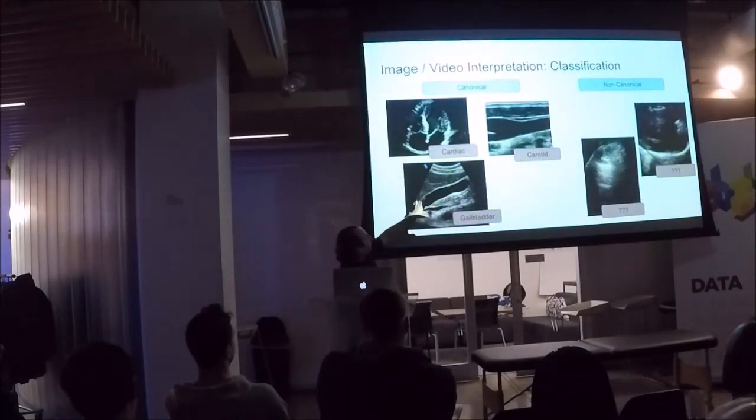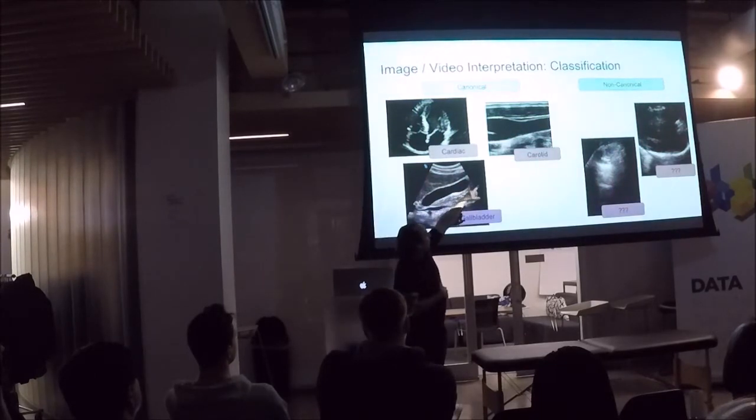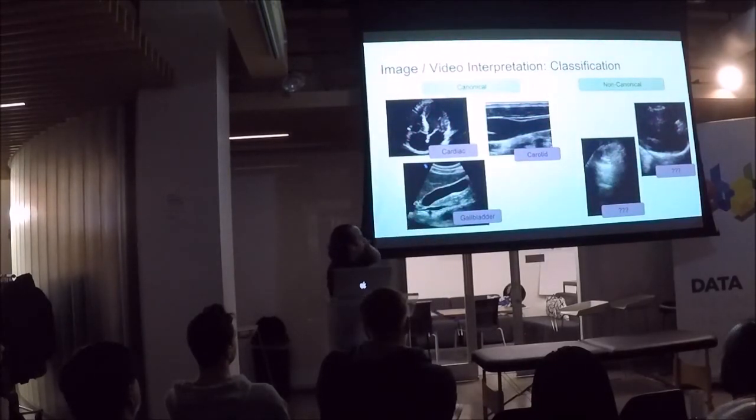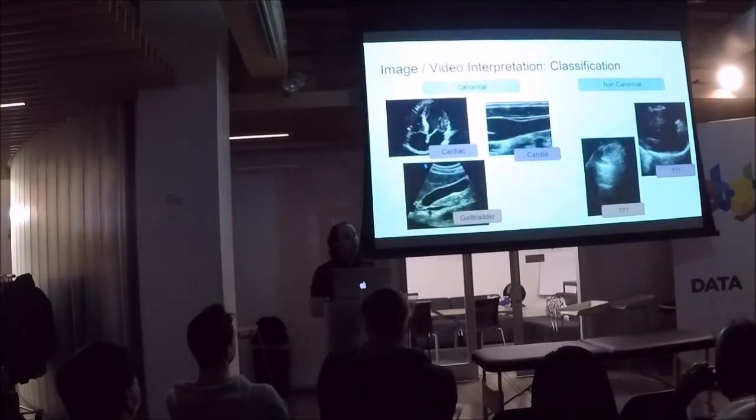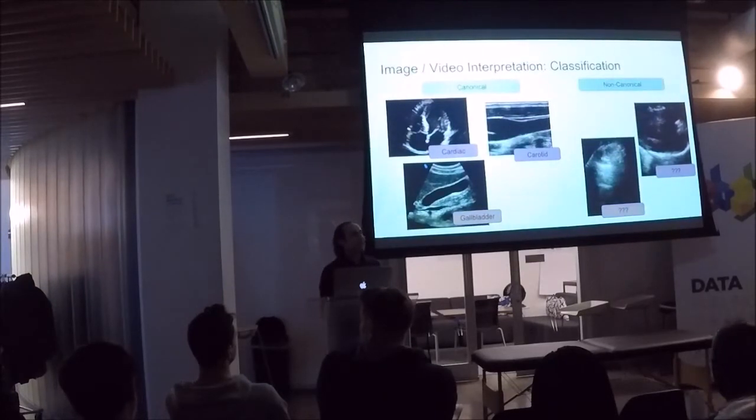Here there are a number of what I'll refer to as canonical views. The top left is a cardiac image. This is someone's carotid artery, and this is someone's gallbladder. These are images that, if you show them to a medical professional who's been trained in ultrasound, they would immediately be able to classify what part of the body we're looking at.